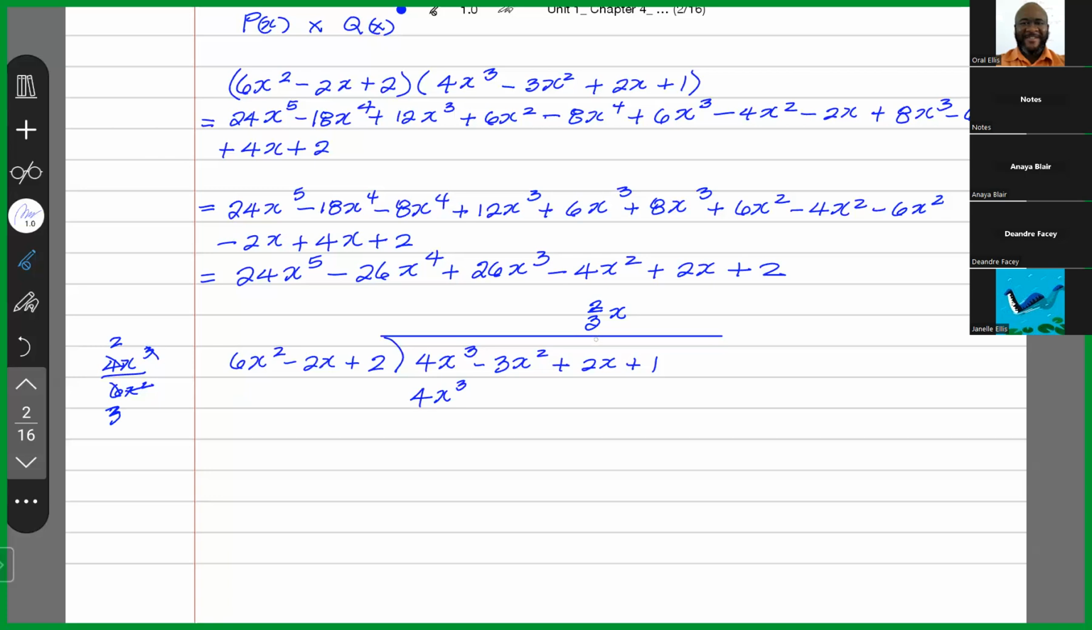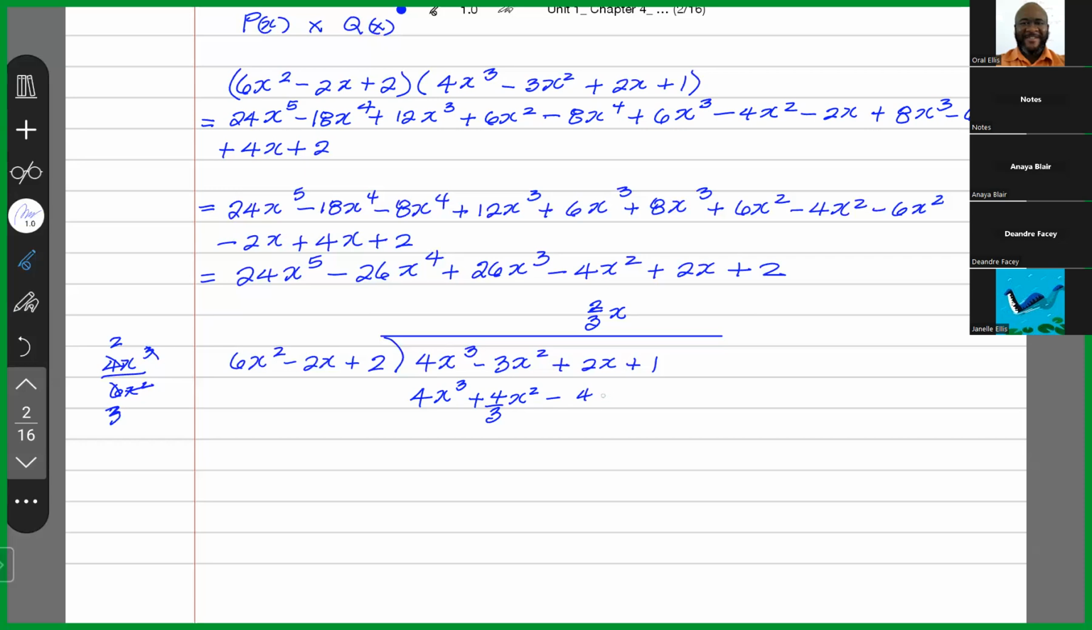2/3 x times 6x squared is going to be positive. 3 into 6 is 2, so I'm going to have 4 over 3 x squared. Then it's going to be 2/3 x times minus 2x. So positive times a negative is a negative, minus 4.